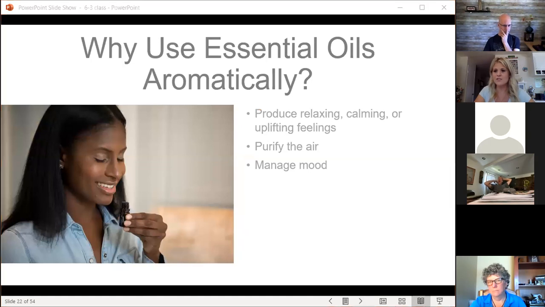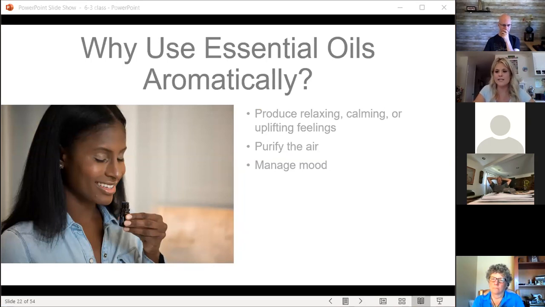Now, when I say internally, I am only referring to doTERRA's essential oils because I know their purity and potency is of the highest quality standard. While there are many ways we can use essential oils, we're going to talk about the aromatic use. It's one of our most popular methods because it's very easy and extremely effective. The aromatic method allows us to quickly get that oil into our body.